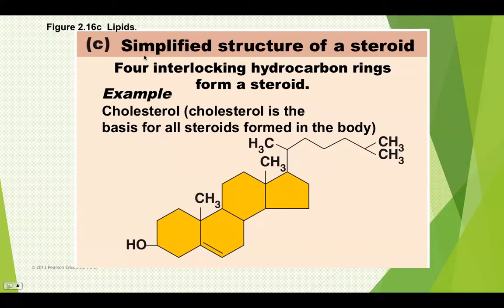And here's a picture showing you a steroid. And this is cholesterol, the basis for all the steroids formed in the body. I'm not going to ask you to memorize the chemical structure. Just keep in mind this is a type of lipid.